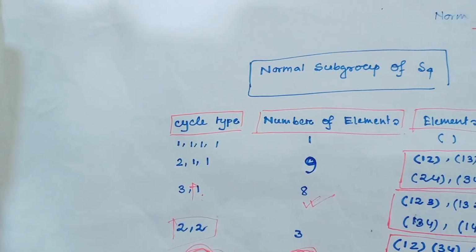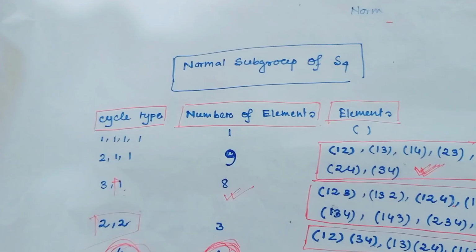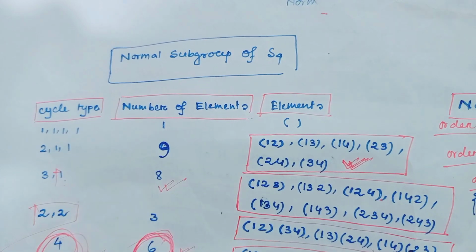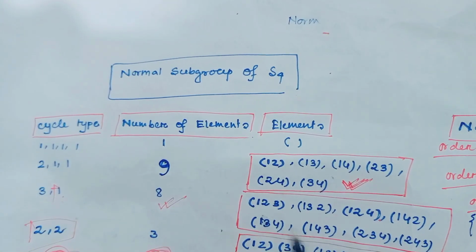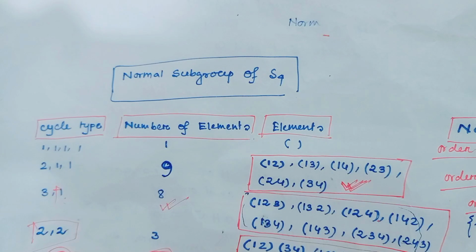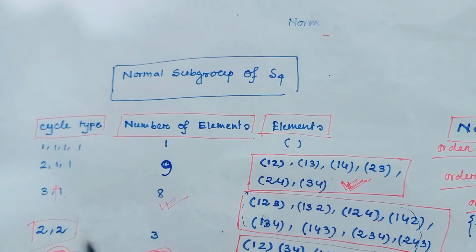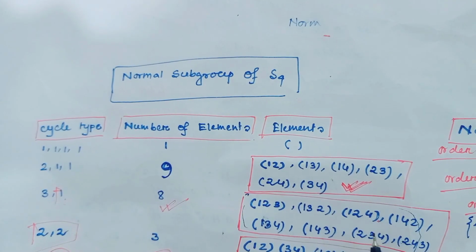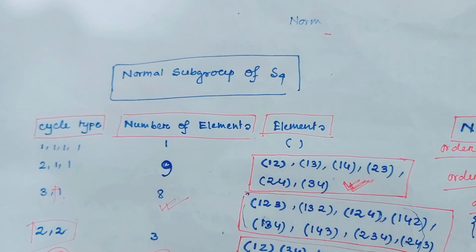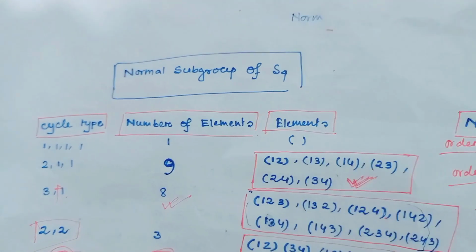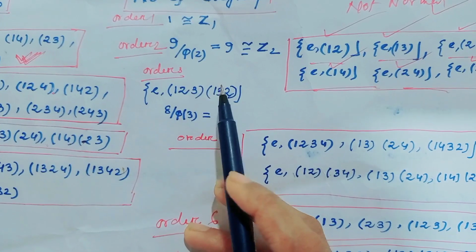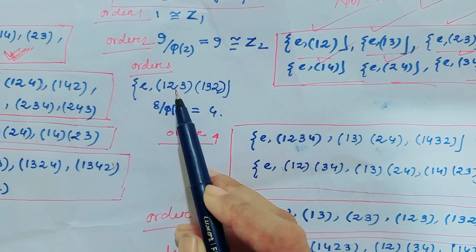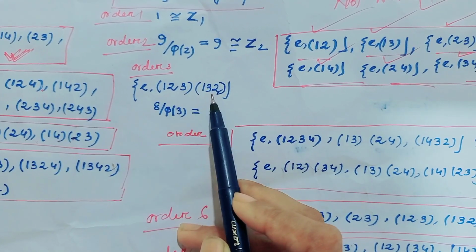When the cycle type is 3 plus 1, then the cycle would be of such type. All 3 cycles in S4 would be of such type, and the number of elements of this cycle type is 8. So the subgroup constructed by this cycle, whose order is 3, looks like this type of subgroup, obviously of order 3, identity, (1 2 3), and the inverse of (1 2 3), which is (1 3 2).